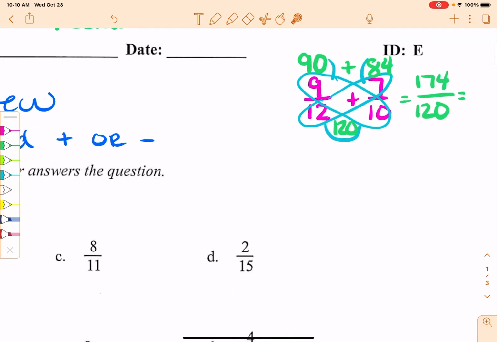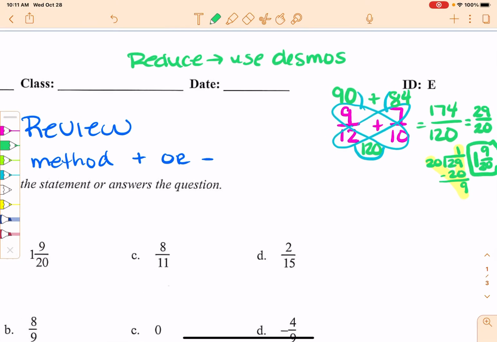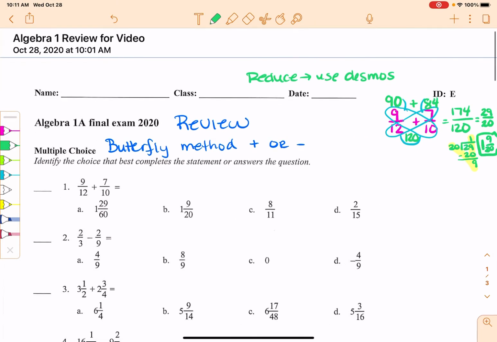So if I take this and put it into Desmos, it's going to reduce to 29 over 20. Now, because the top number is bigger than the bottom, I'm going to have to divide it. So it goes in there one time with 9 left over. So it's 1 and 9 over 20.